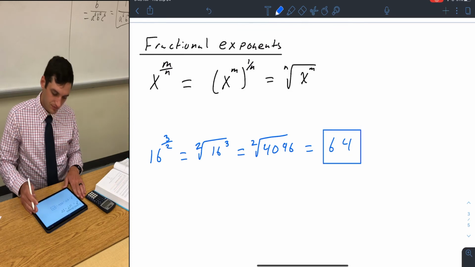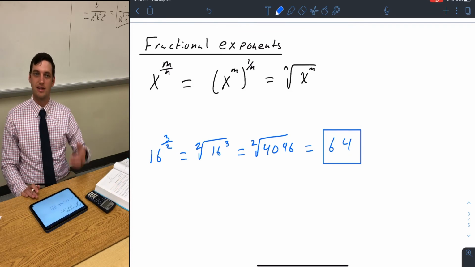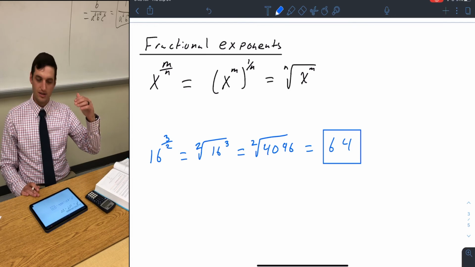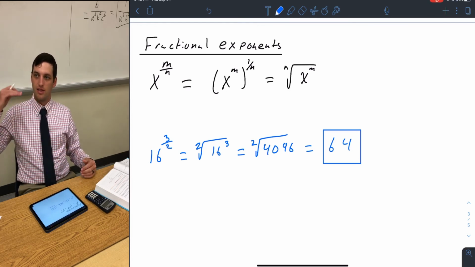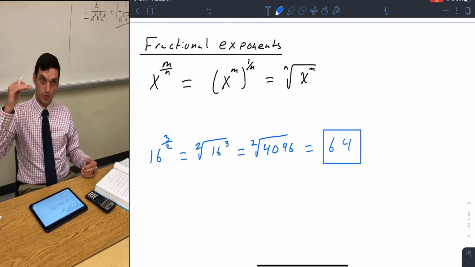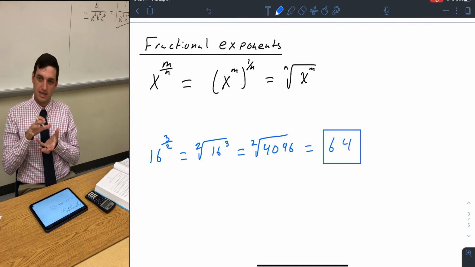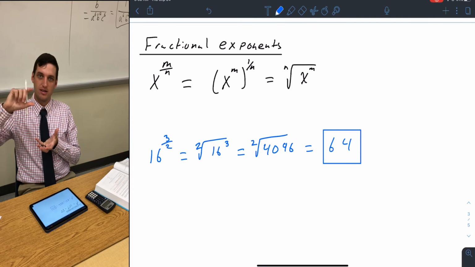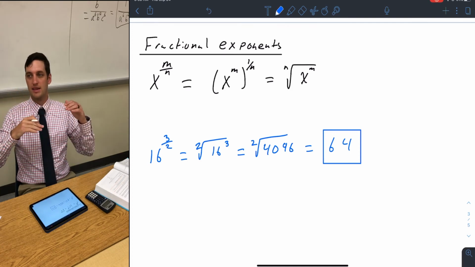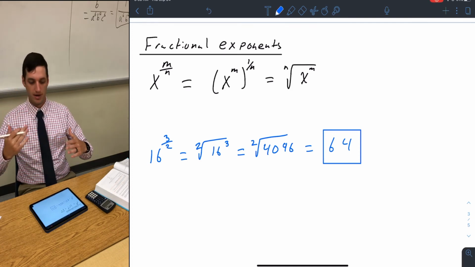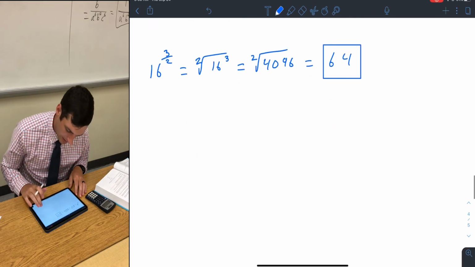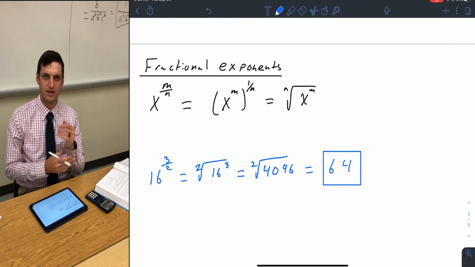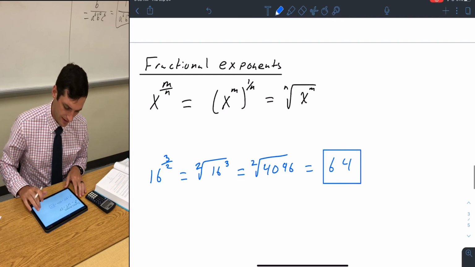All right, so that's how it works: if you have a fractional exponent, the numerator of the exponent is going to be what the value inside is raised to, and then the root will be the denominator, the bottom number. If you have any questions on that, feel free to email me. I hope that this is enough.